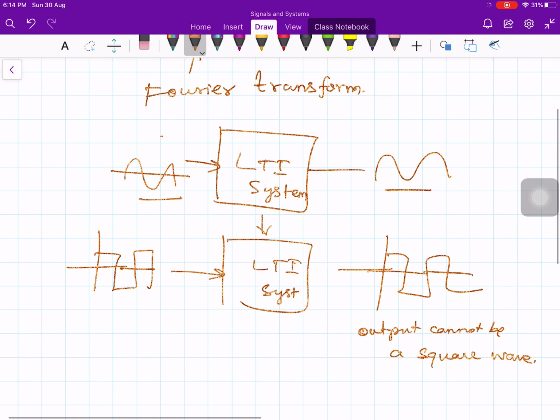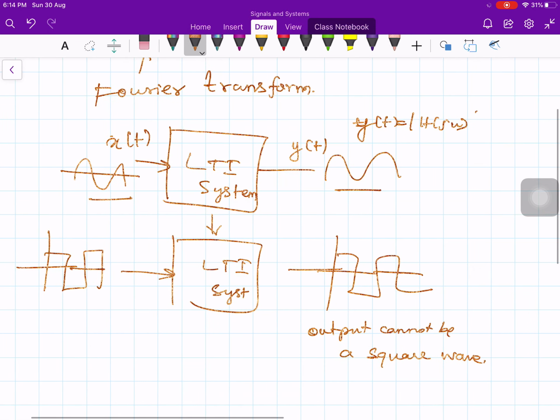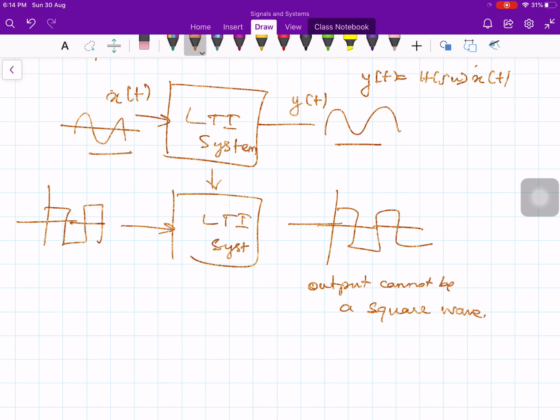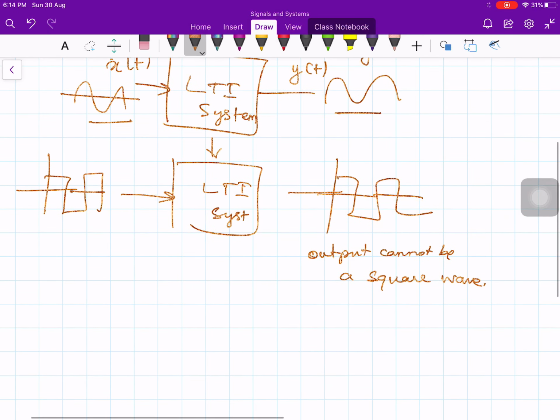Let's say the input is x of t and the output is y of t. What is y of t? y of t is equal to H of j omega times x of t, provided that x of t is a sinusoidal function. So recall this property. No other periodic function will provide such characteristics, only sinusoidal functions. Even though the input is periodic, it is not valid. The thing is, it should be periodic as well as sinusoidal.